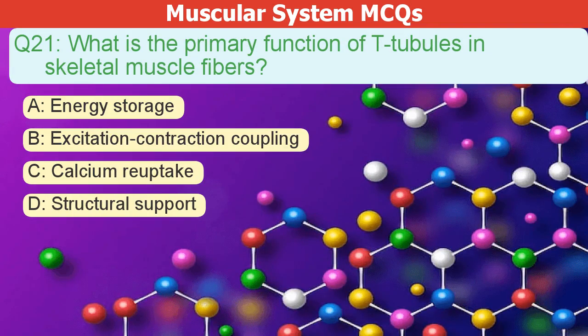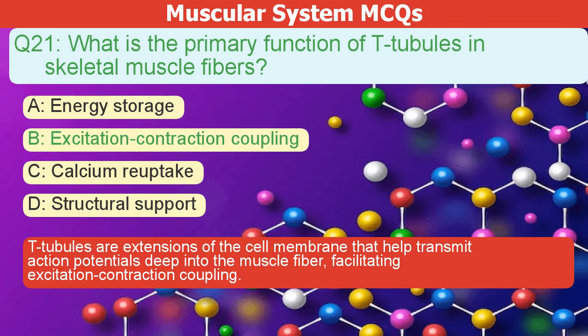What is the primary function of T-tubules in skeletal muscle fibers? A. Energy storage. B. Excitation-contraction coupling. C. Calcium reuptake. D. Structural support. The correct answer is B. T-tubules are extensions of the cell membrane that help transmit action potentials deep into the muscle fiber, facilitating excitation-contraction coupling.